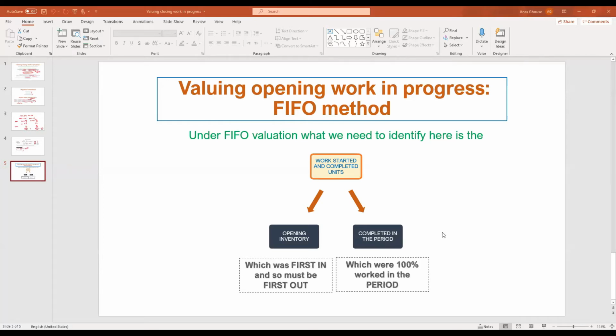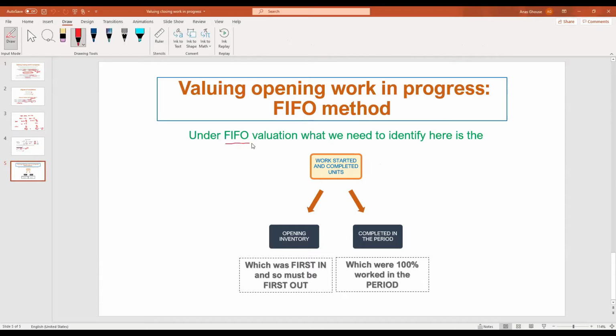In today's session, let me look at how to deal with work in progress plus degree of completion and valuing inventory at FIFO method. So what is FIFO method? FIFO means first in, first out method. Under FIFO valuation, what we need to identify here is the work started and completed units.